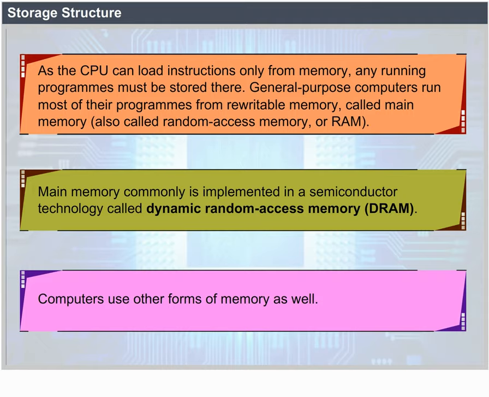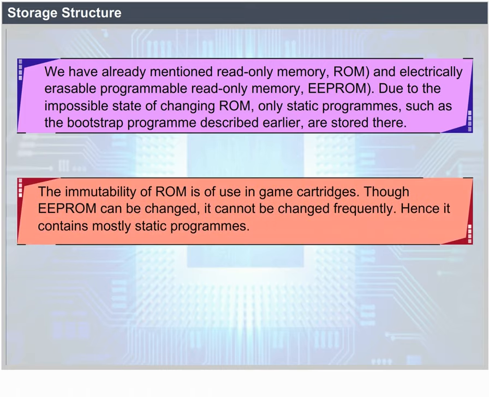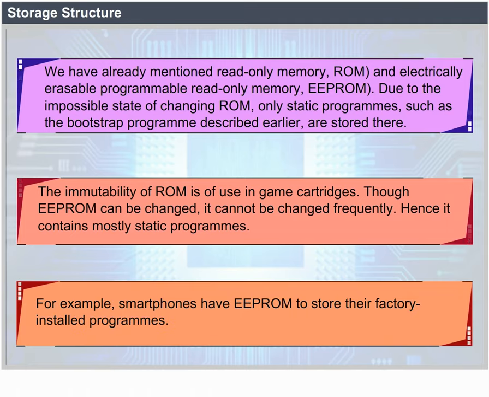We have already mentioned read-only memory, ROM, and electrically erasable programmable read-only memory, EEPROM. Because ROM cannot be changed, only static programs such as the bootstrap program described earlier are stored there. The immutability of ROM is of use in game cartridges. EEPROM can be changed but cannot be changed frequently and so contains mostly static programs. For example, smartphones have EEPROM to store their factory-installed programs.